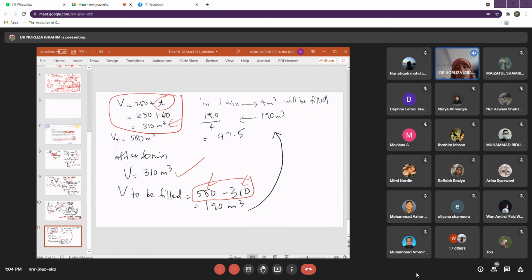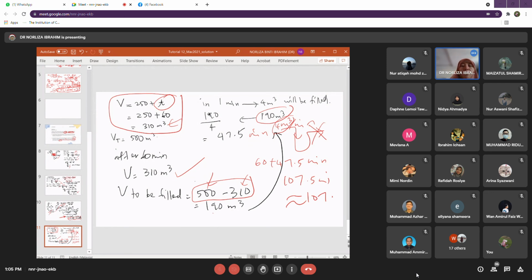So to fill the balance, the total is 500. Now after 60 minutes, already filled with 310. So the balance is 190 meter cube. So just use a relation because now your outlet is closed. So you only have inlet 4 meter cube per minute being fed. So every 1 minute 4 meter cube being fed. So if 190 meter cube, how long do you need? 47.5. So the 107 is actually 60 plus 47.5 minutes. So you got 107.5 minutes, which is actually around 107 as given in the question.